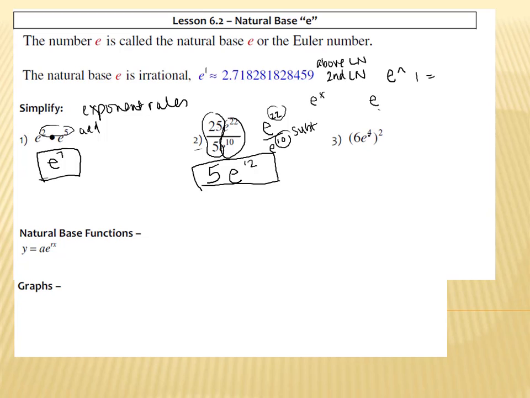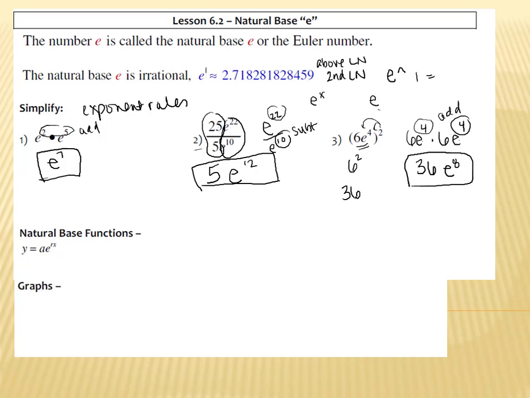Okay, 6e to the 4th squared is like 6e to the 4th times 6e to the 4th, which is 6 times 6. And then e to the 4th and e to the 4th, what again do we do? We add these. Now, one of the exponent rules had said if it's all multiplication inside, we can just distribute that power to everything. So 6 squared is 36. Then e to the 4th squared, power to a power, we multiply. And notice we get the same answer.